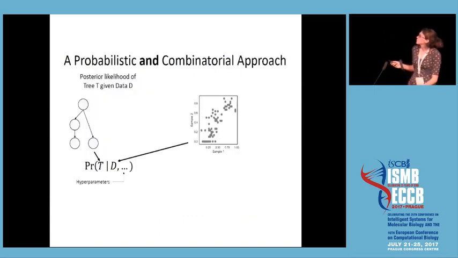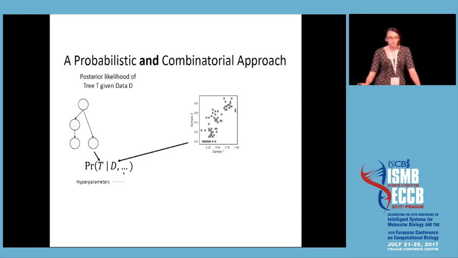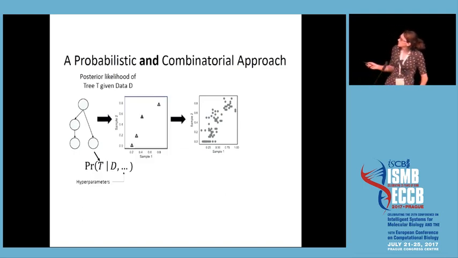Which brings me to the new work that I'm talking about today, which combines some of the ideas that I already presented of a probabilistic and combinatorial approach towards inferring tumor phylogenies. So the quantity of interest that we're going to look at is the posterior likelihood of a tree given our data.